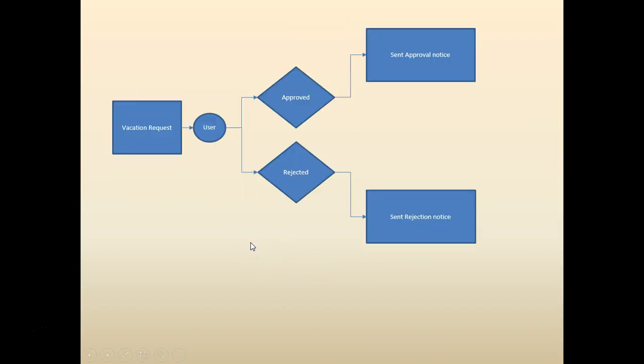I put together a simple paper diagram, but you can do it in a different way. Here is my vacation request. I send it to the approver. He can either approve or reject it. If it's approved, I would get an approval notice. If it's rejected, I'll get a rejection notice. So this is the first introduction.